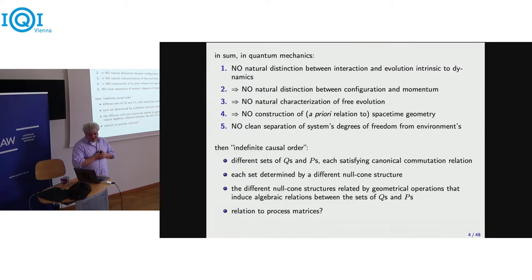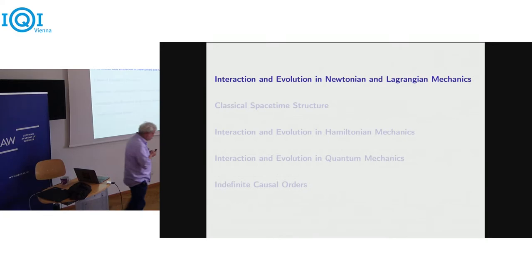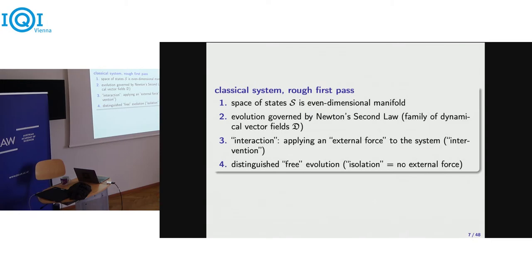Okay, so let's talk about interaction and evolution in Newtonian and Lagrangian mechanics. What I mean by a classical system, as a rough first pass, just to get us moving, just get us in the mood, so to speak, nothing very precise yet, is that it's characterized by a space of states, which, weirdly enough, is always even dimensional.